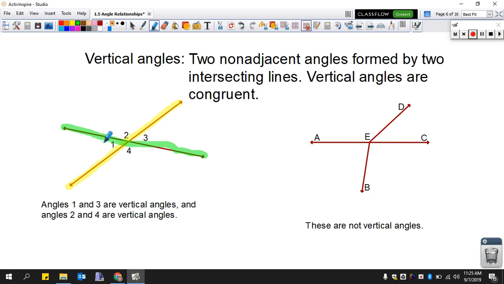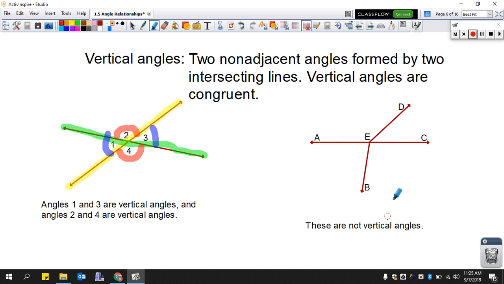So in this case, angles 1 and 3 are vertical angles, and angles 2 and 4 are vertical angles. The key part of this is that the vertical angles are formed by two straight lines that cross.